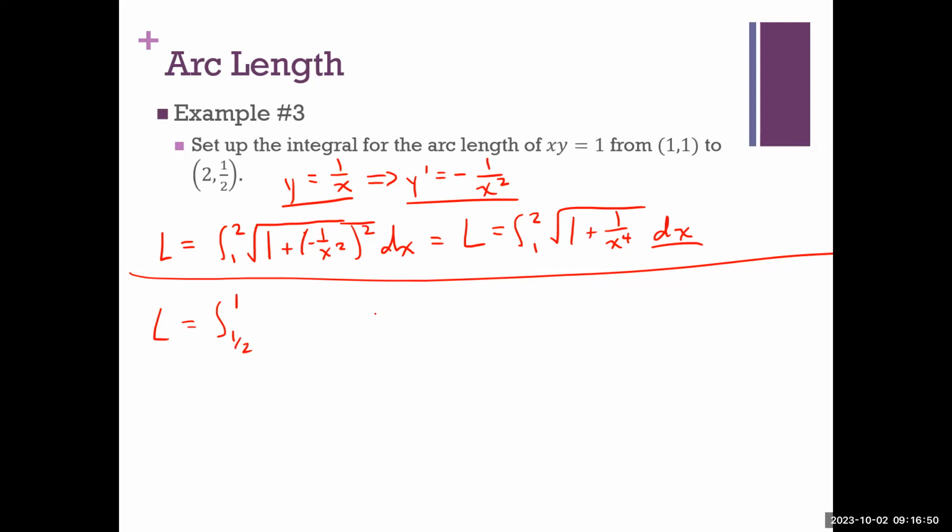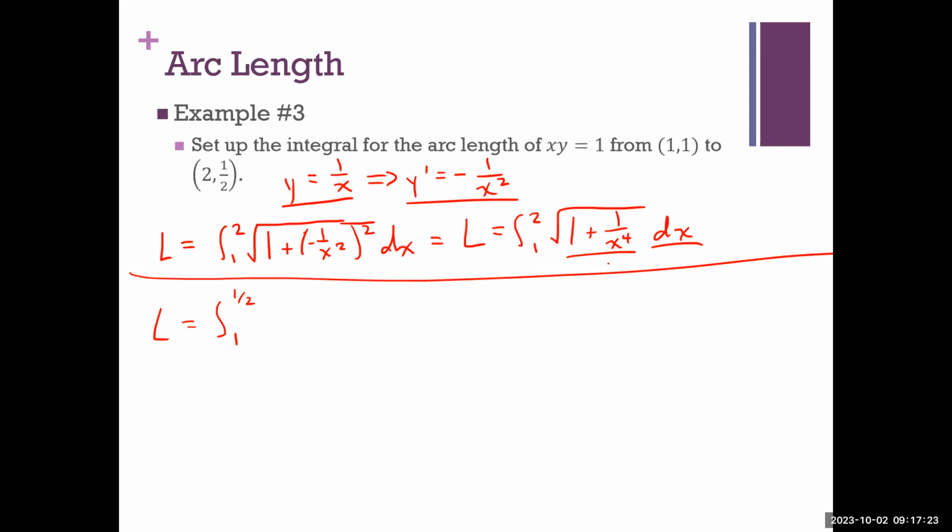Is it 1, 2, 1/2? So that's a good question. Does it matter which way I set these bounds up? I mean, it should come out positive, because is there any possible way? So let's look under the radical here. This is not general, this is an example, but is there any way for what's underneath these radicals to be negative?